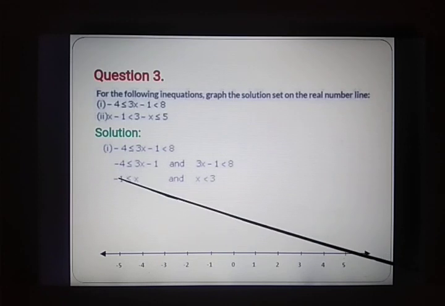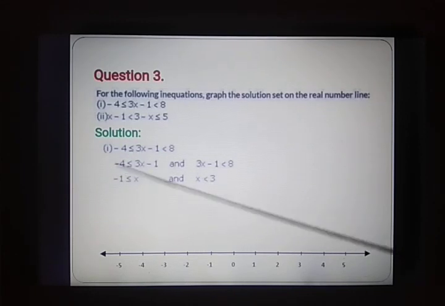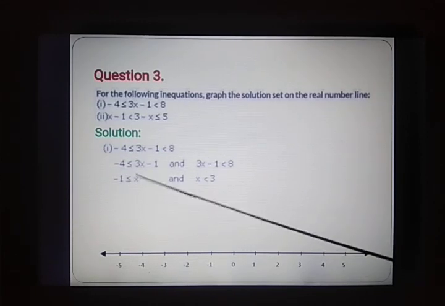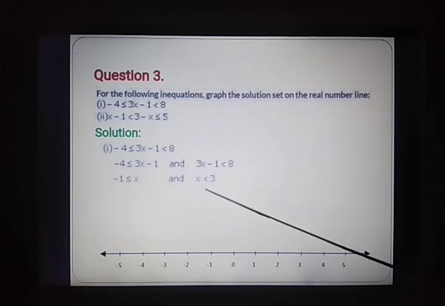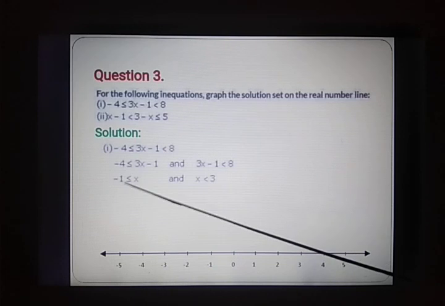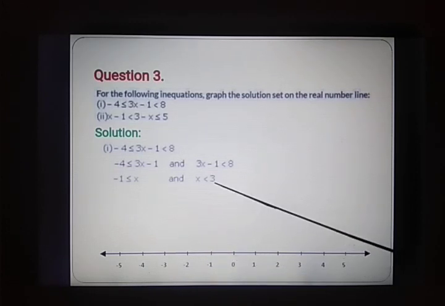Now if I take this 3 down, we have minus 3 by 3, which is minus 1, is less than or equal to x. Similarly, when I do the same here, I have x is less than 3. So let us try to understand the meaning of this. So x is greater than or equal to minus 1. The equal to sign is there at minus 1, so at minus 1 there has to be a dark circle. Okay, and here x is less than 3. So let us go to 3, and since there is no equal to sign, there has to be a hollow circle.